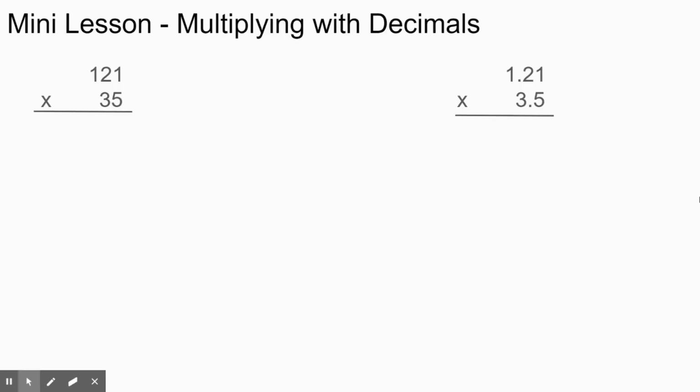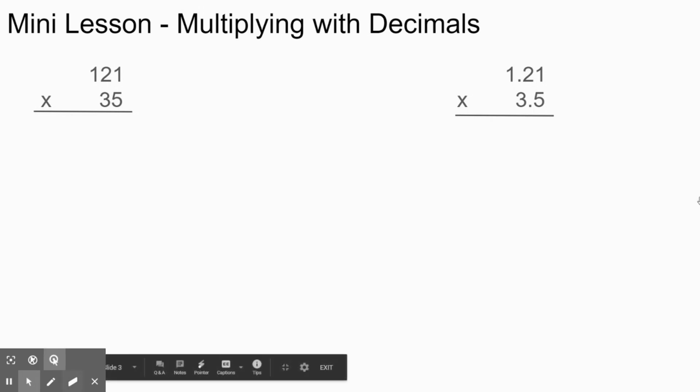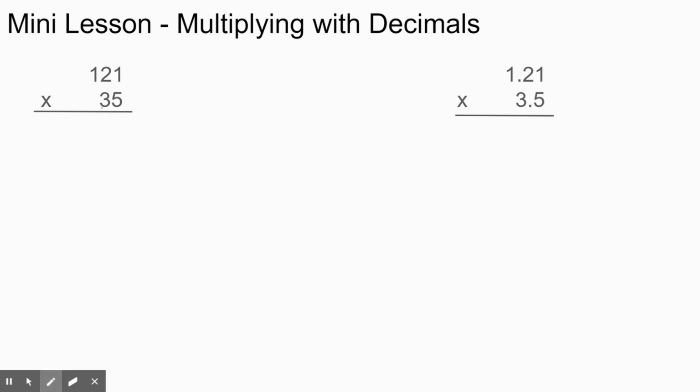So in this mini lesson, we're going to look at 2 different problems. The first one we're going to look at actually has nothing to do with multiplying decimals. It's just a normal multiplication problem, and we're just going to do it. So we have 121 times 35. It's a multi-digit problem. That's okay. We all know how to do those, hopefully. If you don't, we're going to go through piece by piece.